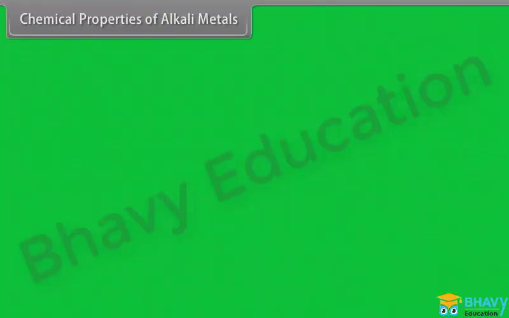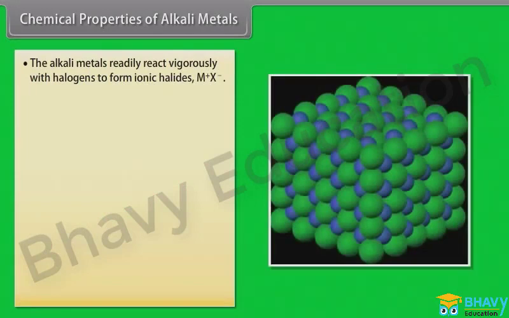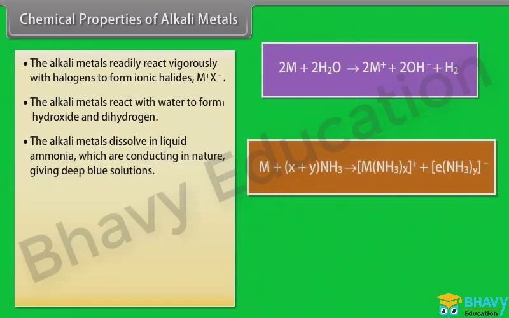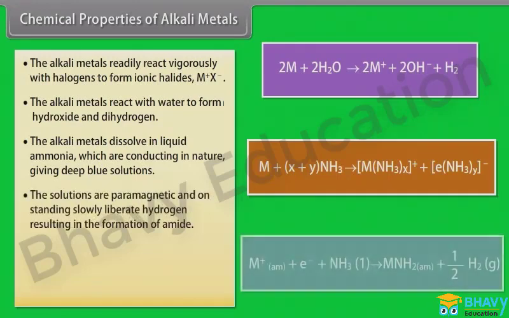Chemical properties of alkali metals. The alkali metals readily react vigorously with halogens to form ionic halides, M+ X-. The alkali metals react with water to form hydroxide and dihydrogen. The alkali metals dissolve in liquid ammonia, giving deep blue solutions which are conducting in nature. The solutions are paramagnetic and on standing slowly liberate hydrogen, resulting in the formation of amide.